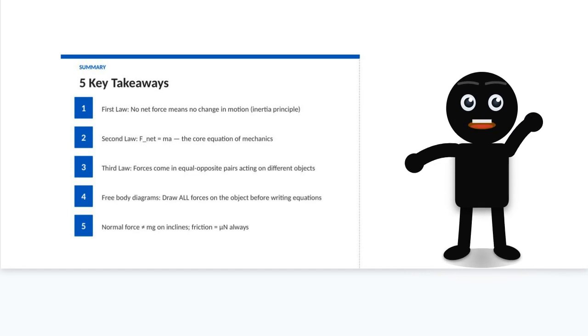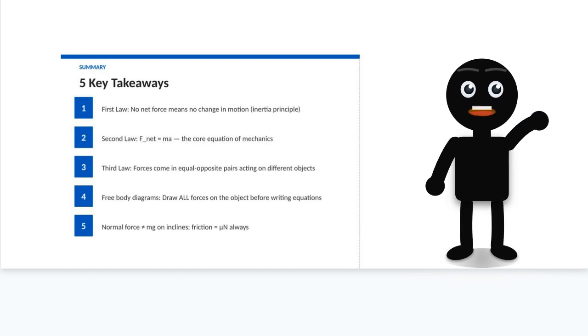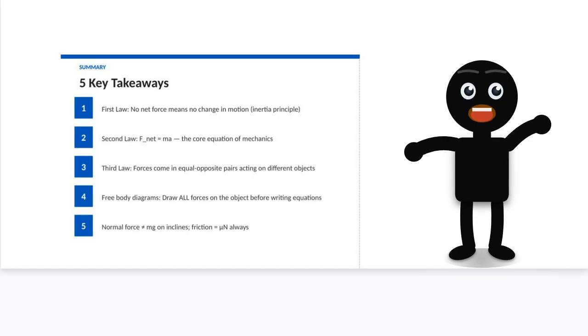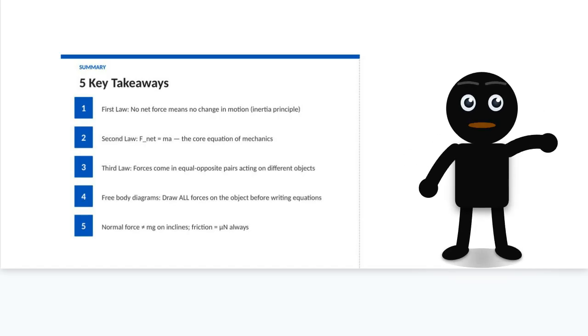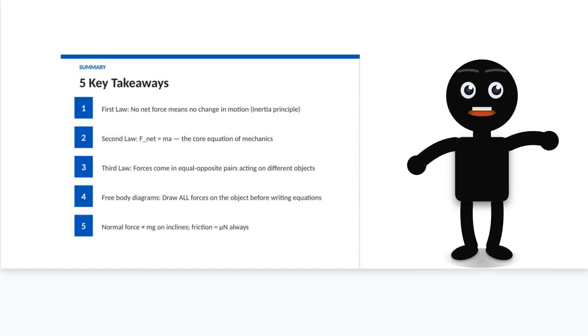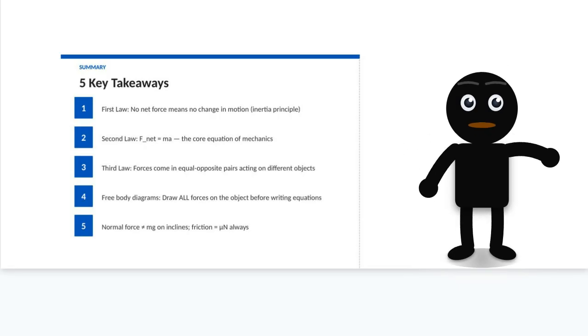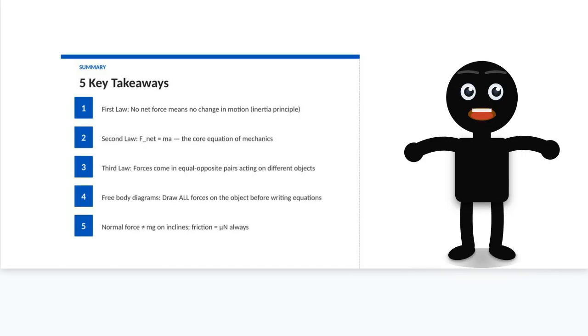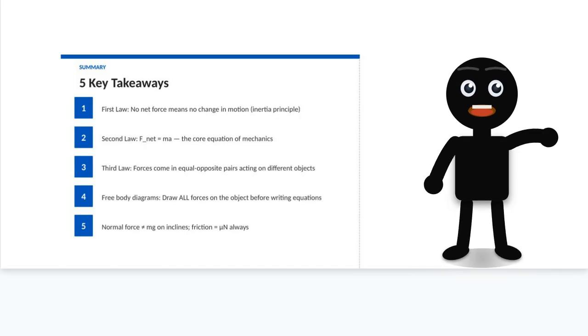3. The 4 equations of motion are your toolkit, but they only work for constant acceleration. 4. Projectile motion is solved by splitting into horizontal and vertical components. Never try to handle it as a single motion. 5. Maximum range in projectile motion happens at 45 degrees.